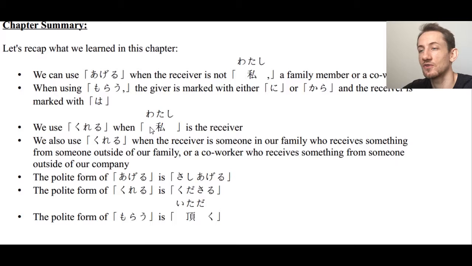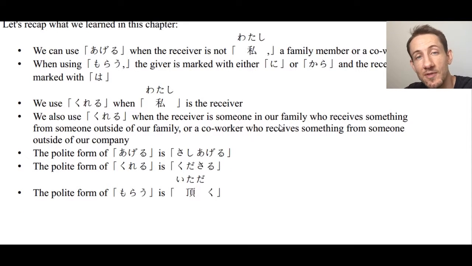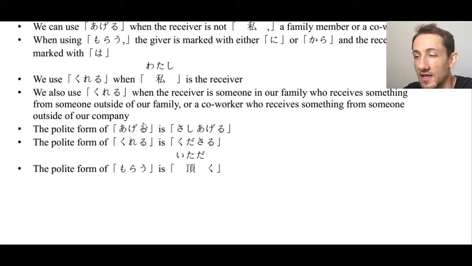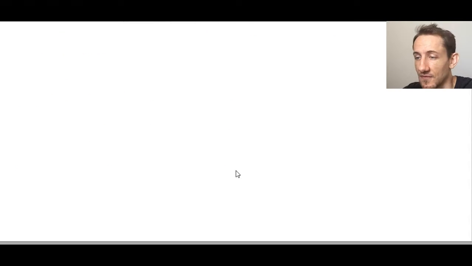But before we finish, we're just going to do a quick summary of what we learned. We learned that we can use あげる when the receiver is not watashi, a family member, or a coworker. And when using もらう, the giver is marked with ni or kara, and it's the same, and the receiver is marked with wa. We use くれる when watashi is the receiver, or when the receiver is a family member or a coworker. The polite form of あげる is 差し上げる. The polite form of くれる is くださる. And the polite form of もらう is いただく.